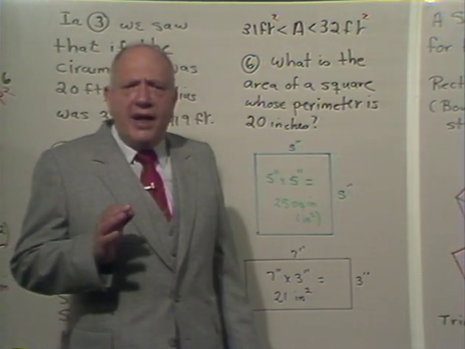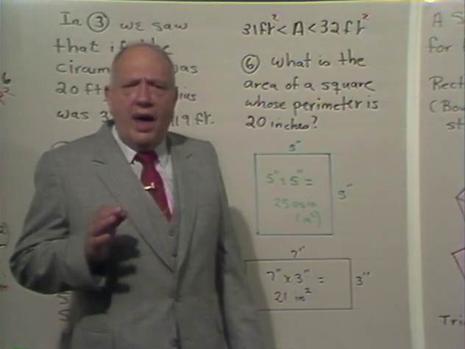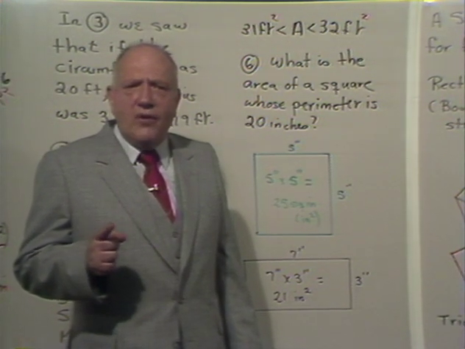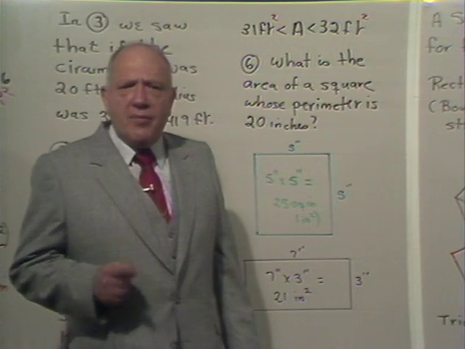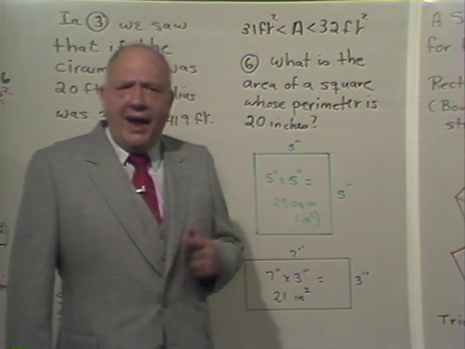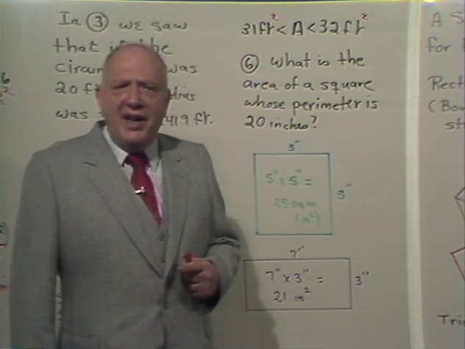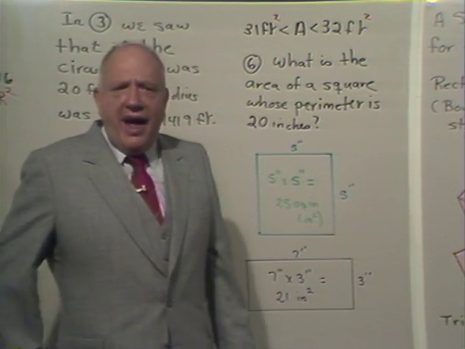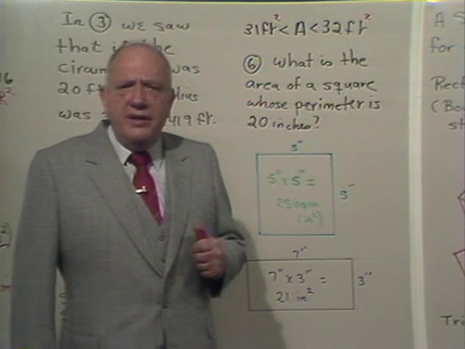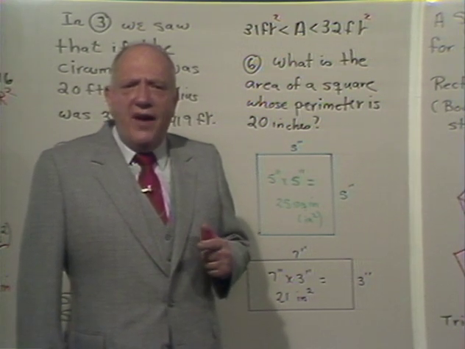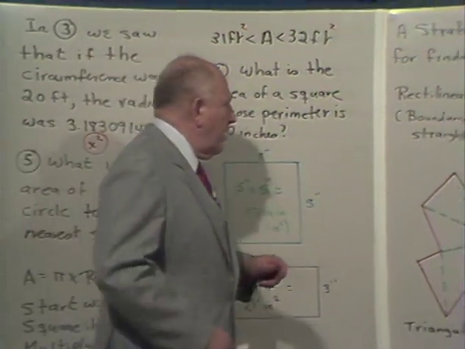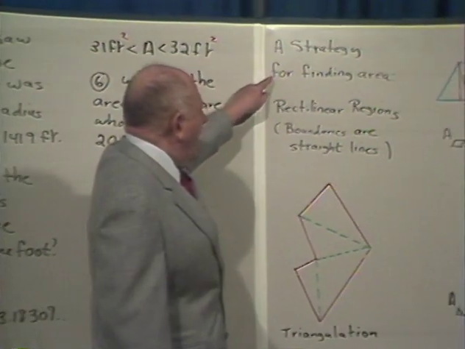And I thought that at a level that we could comprehend, I would like to show you how the ancient Greeks, once they knew that the area of a rectangle was the length times the width, were able to parlay that into finding the area of any region, no matter how complicated it looked. And we'll begin with a very neat device that surveyors still use today. It's called the method of triangulation. And it's called a strategy for finding area.